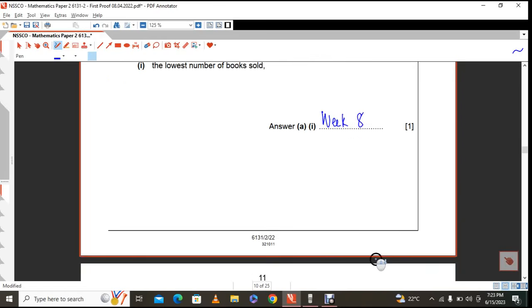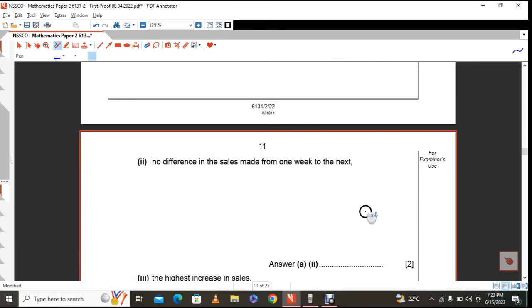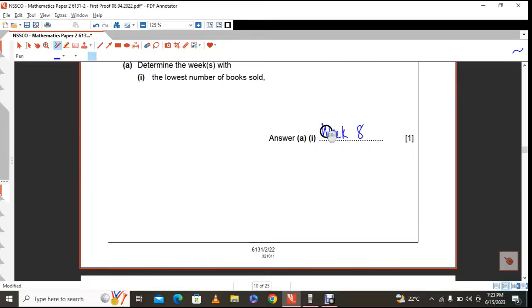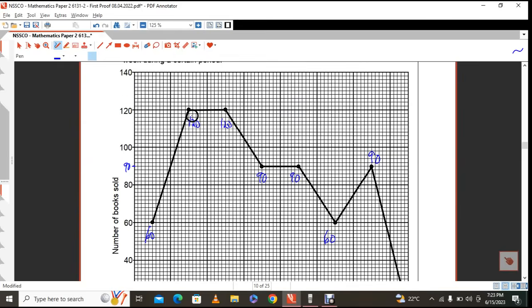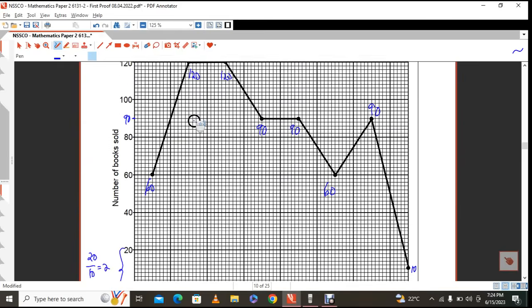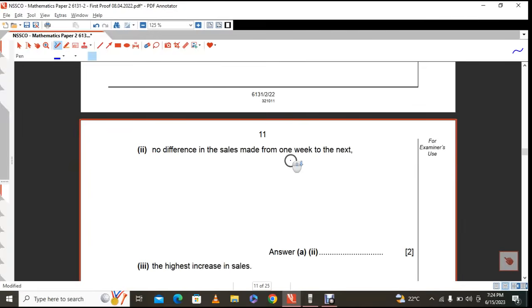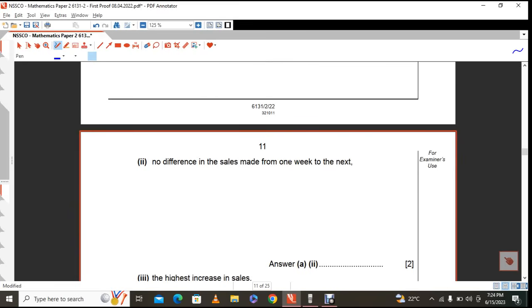Okay, next question. So I'm going to go back and forth. There's no difference in sales made from one week to the next. Of course, this is when your graph is just sort of stationary, no movement, okay? So the first one is here, that is 120, that is week two and week three. So I'll write that down. So week two to week three, that is one condition.